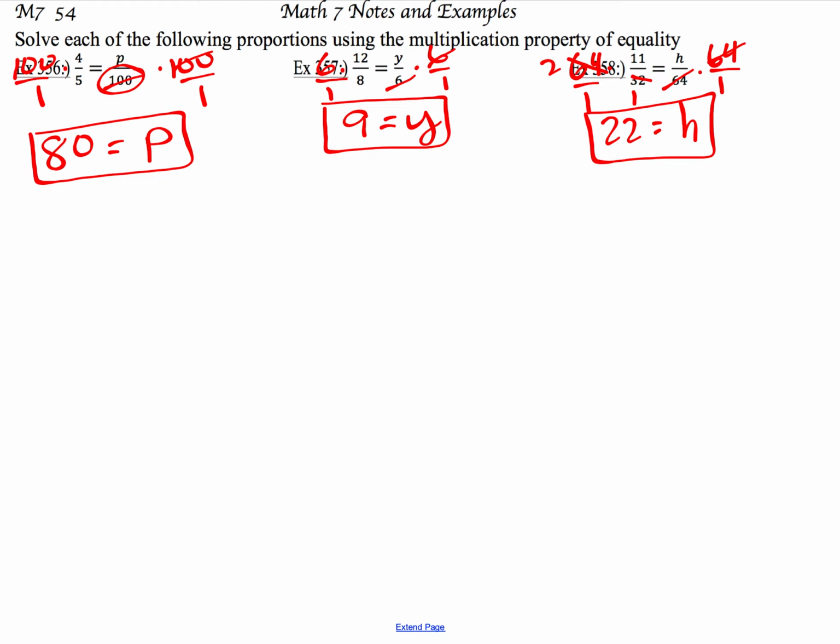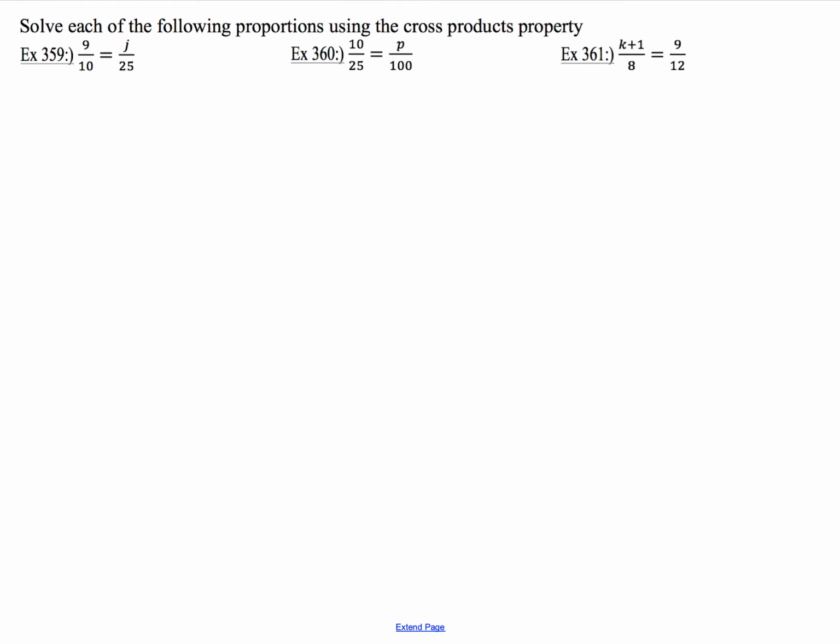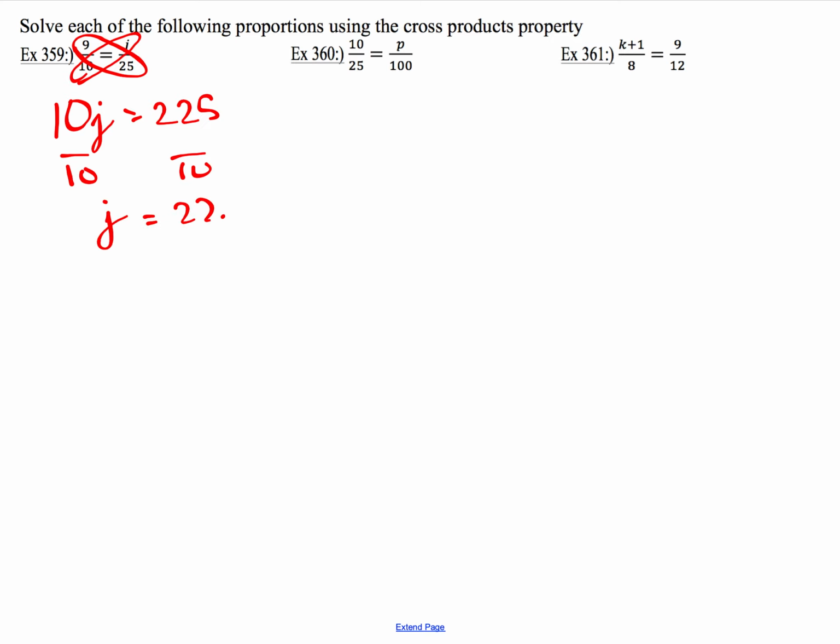Okay. All right. Next, we're going to look at cross products property examples. Solve each of the following proportions using the cross products property. 9/10 equals J over 25. Cross multiply here. 10 times J is 10J. 9 times 25 is 225. Now I can divide both sides by 10. And this gives me J equals 22.5.